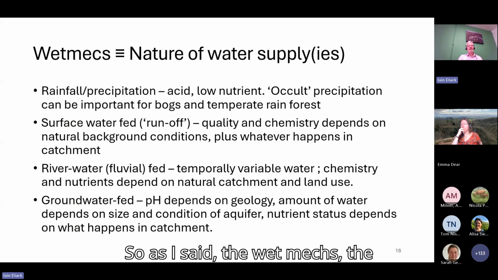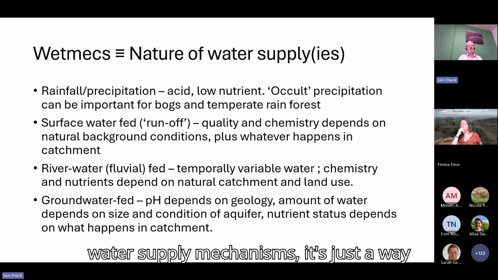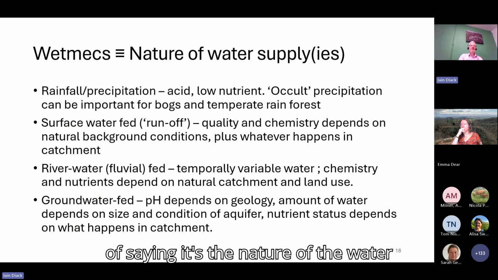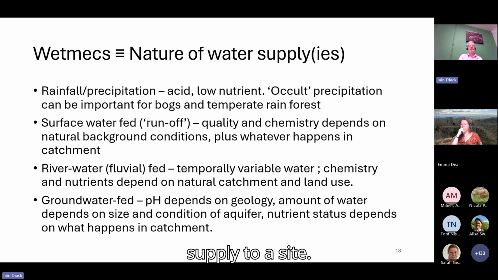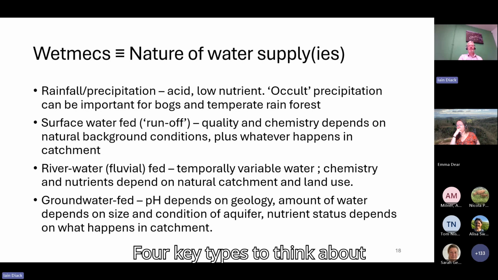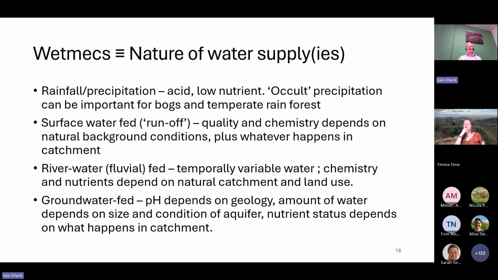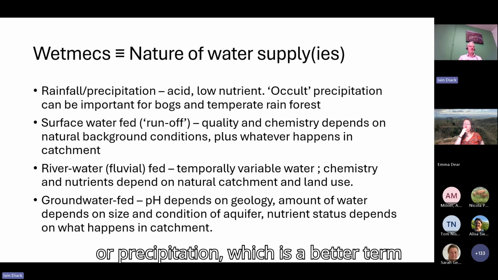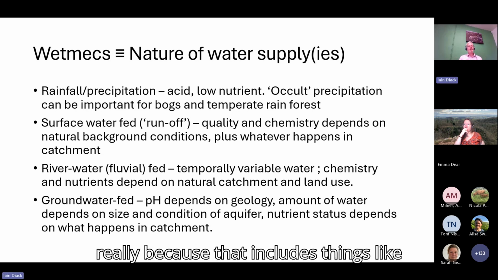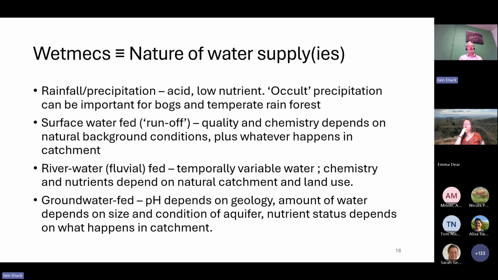So, as I said, the WetMechs, the water supply mechanisms, is just a way of saying it's the nature of the water supply to a site. And as I've said earlier, there are four key types to think about, really. The first one is rainfall, or precipitation, which is a better term, really, because that includes things like snow, which is generally acidic and low in nutrient.